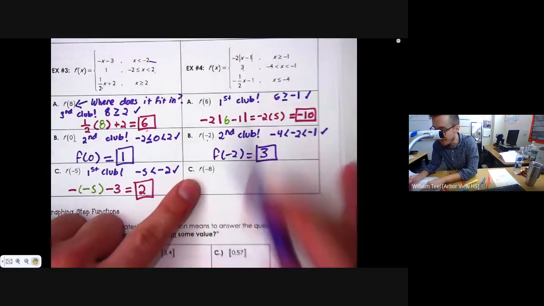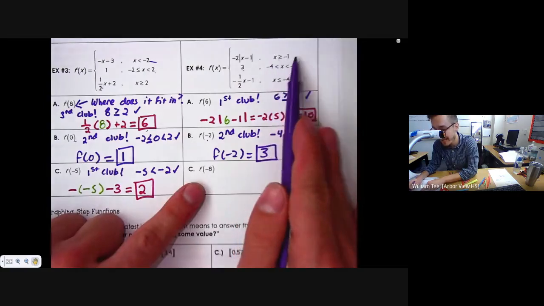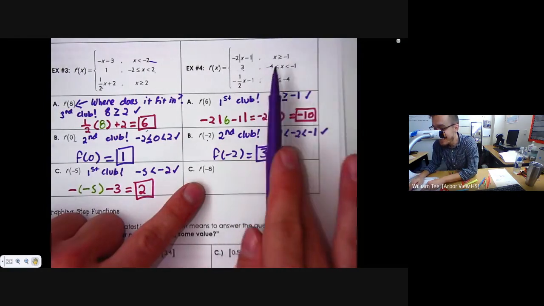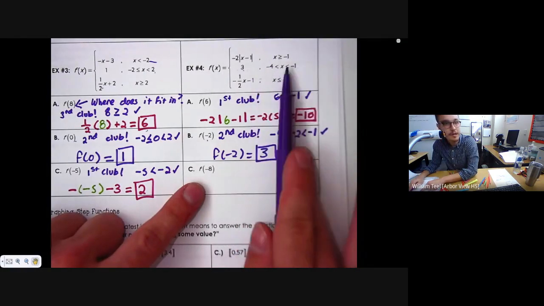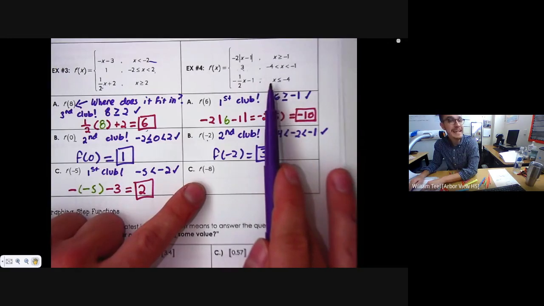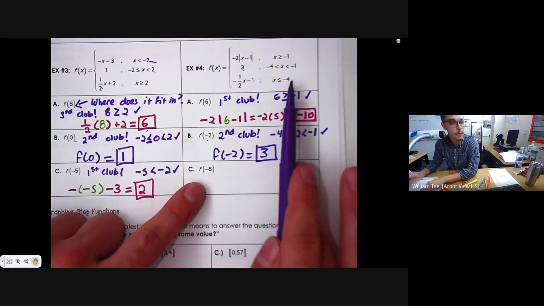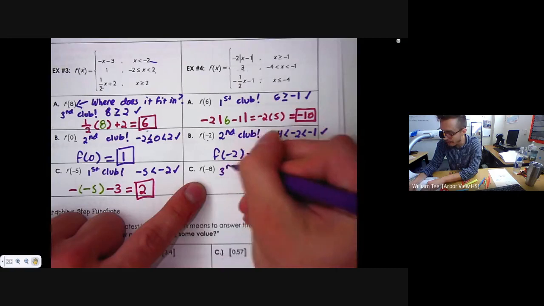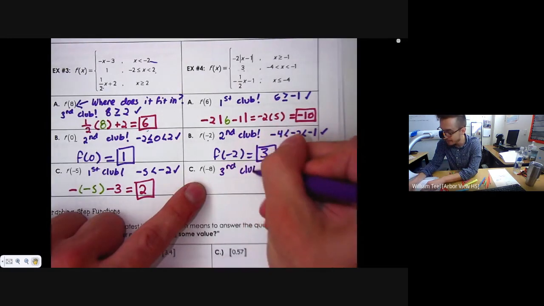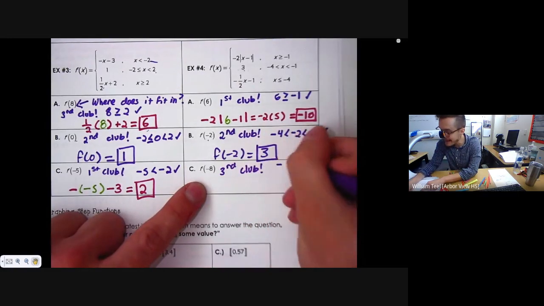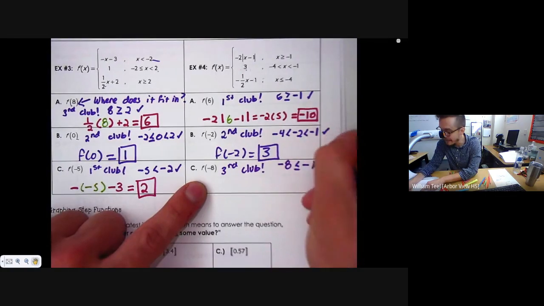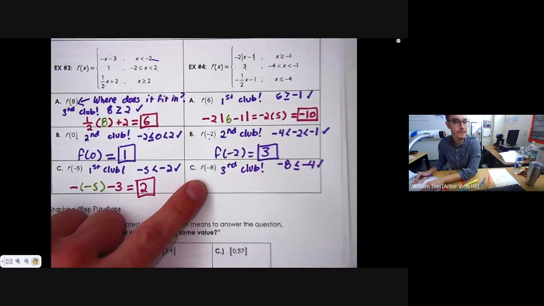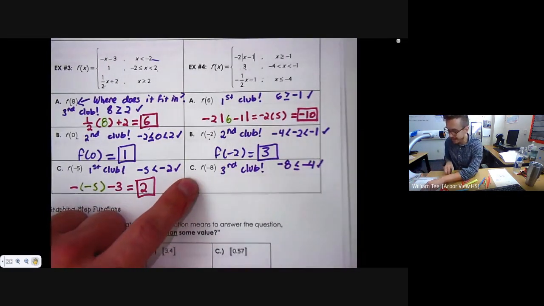So if I look at the first one, -8 is not greater than or equal to -1. -8 is not in between -4 and -1, so it's not part of club 2. But -8 is less than or equal to -4. So that means this is going to be part of the third club. And that is because -8 is less than or equal to -4. It works out. So let's go ahead and plug -8 into the third equation.